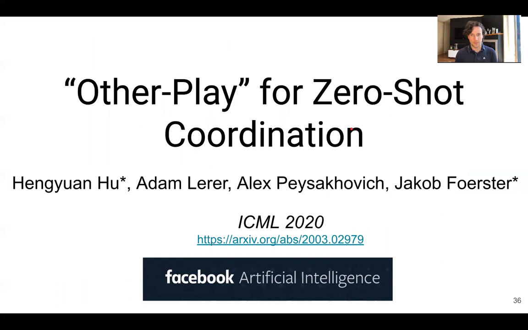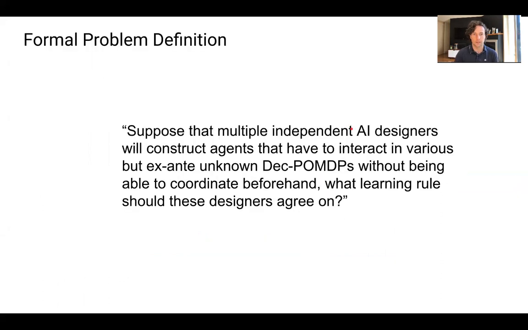This was published as Other-Play for Zero-Shot Coordination with my fantastic collaborators at FAIR, and it's a paper at ICML 2020. Obviously, this paper is on arXiv, you can find it there. The formal problem definition is as follows. Suppose that multiple independent AI designers construct agents that have to interact in various but ex ante unknown Dec-POMDPs, decentralized partially observable decision processes, without being able to coordinate beforehand. What learning rules should these designers agree on?